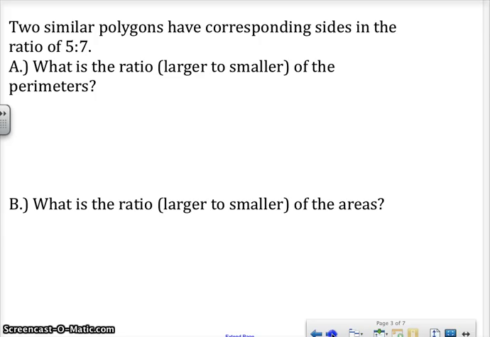Same thing here. I'm going to pause the video. You can figure out quickly what is the ratio, larger to smaller, of the perimeters, and what is the ratio, larger to smaller, of the areas. I'm going to pause now. You figure it out. When you're done, you can hit play. Alright, let's go through these answers here.